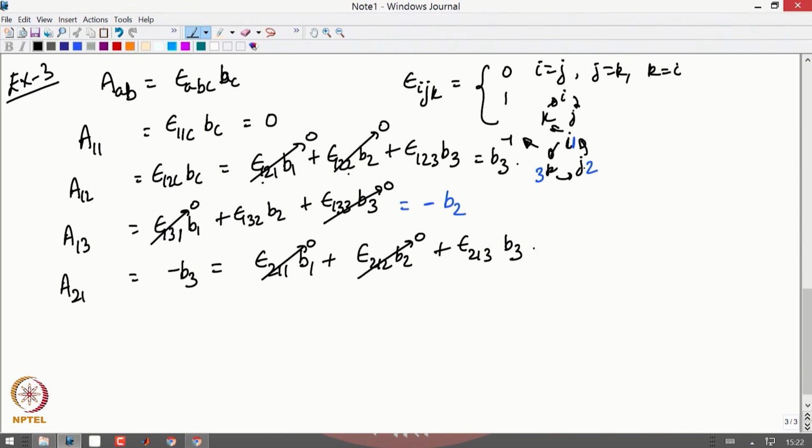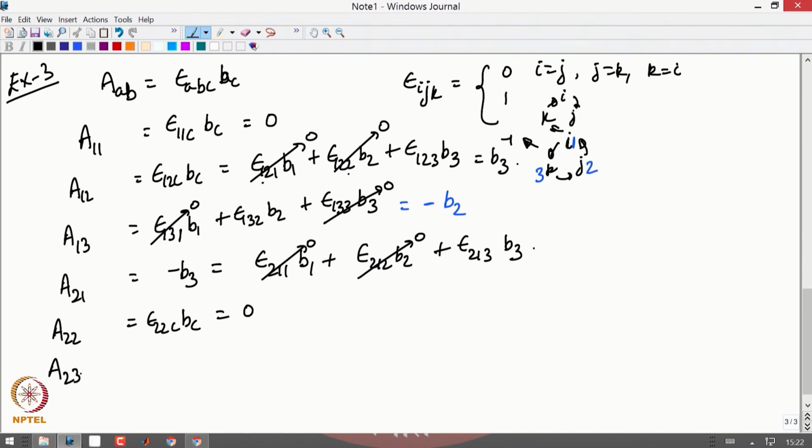Here 213 is again going in this fashion. It is in the anticlockwise permutation and hence it is minus 1, hence this will be minus B3. Similarly, A22, just like A11, repeats an index twice, so this is going to be 0.